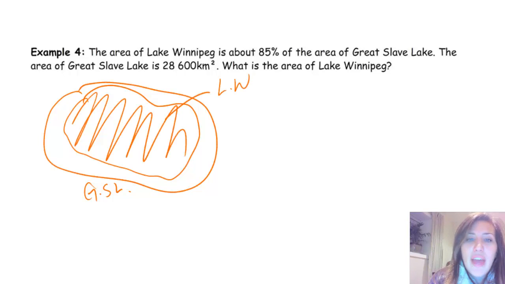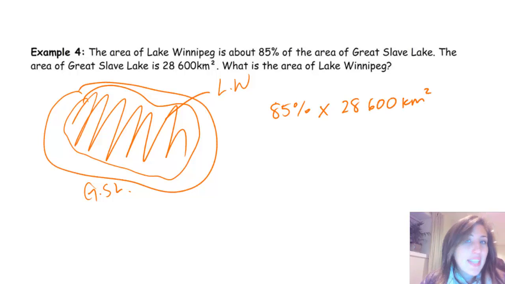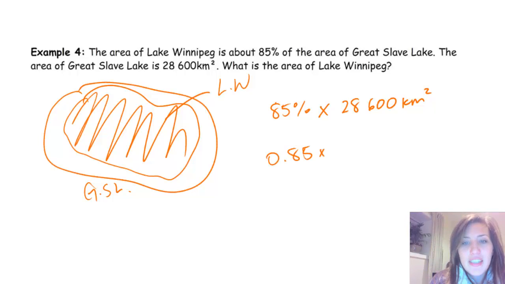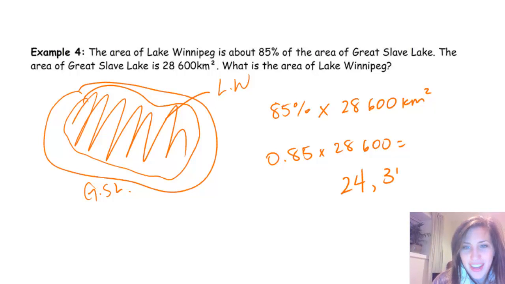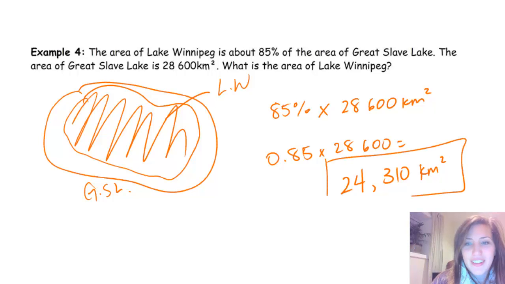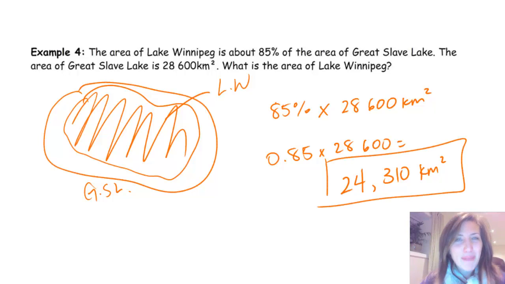So if we know that Lake Winnipeg is 85% of 28,600 kilometers squared, we can say 85% as a decimal is 0.85 times 28,600, which will give us 24,310 kilometers squared. So that is our area of Lake Winnipeg.